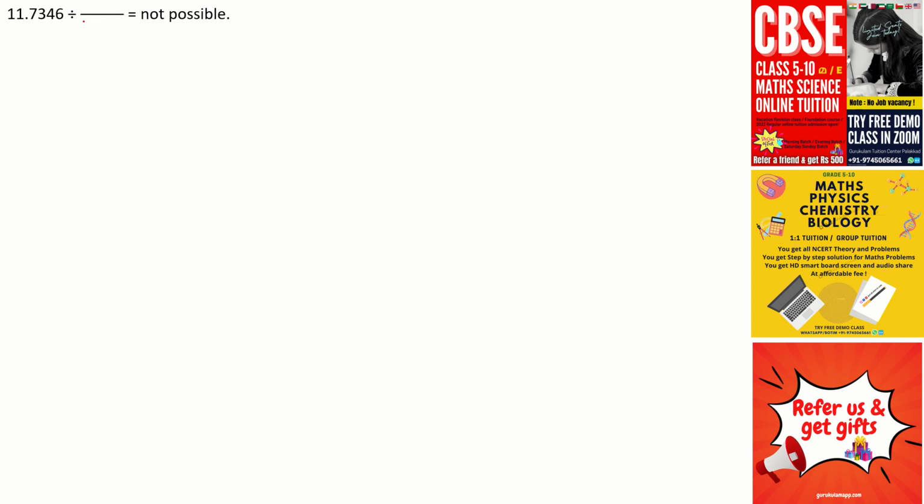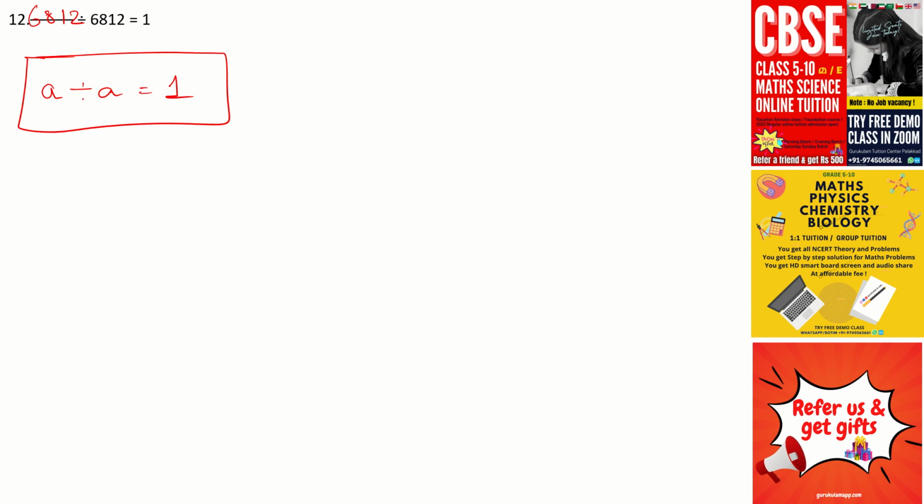7346 divided by 0 is not possible. We have already discussed in the very beginning, a number divided by 0, it is what? Not possible. We cannot divide a number with 0. Moving to the next one. This looks like what? A divided by A equal to 1. Okay, same numbers divided, we will be getting 1. So here the answer will be 6812. Always remember, we have already discussed this in the very beginning.